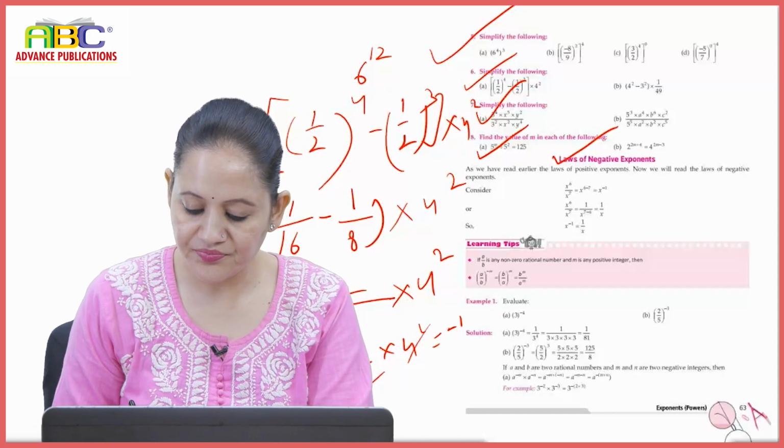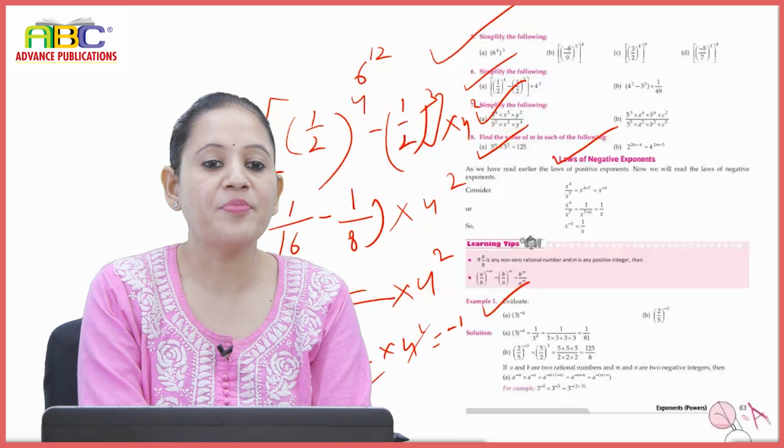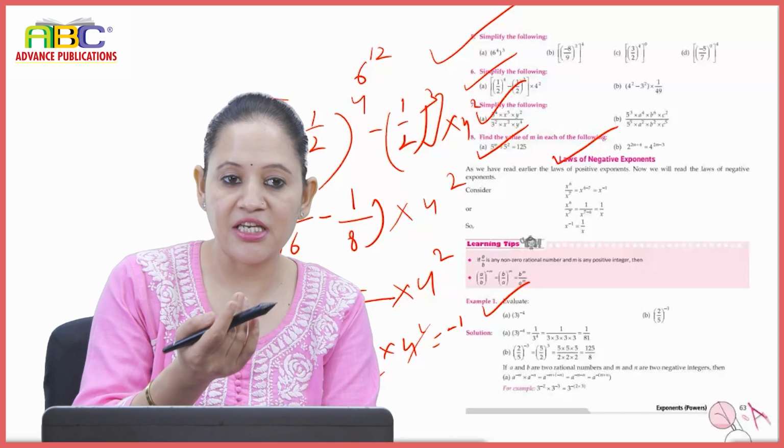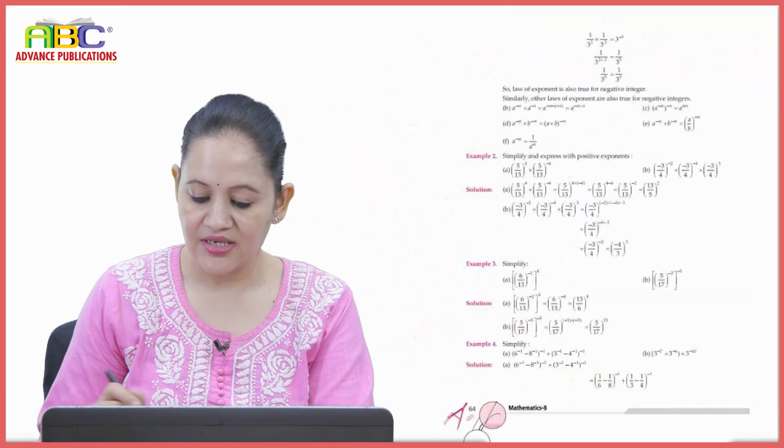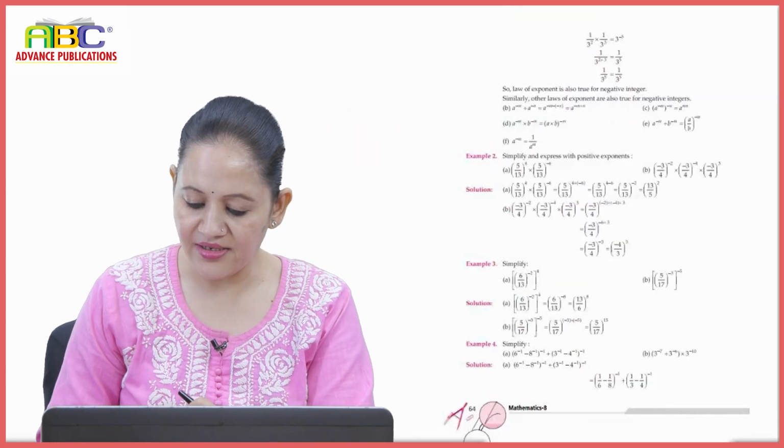Let's take an example. Evaluate 3 is to power -4. So to make it positive, what we will do is take it down: 1 upon 3 is to power 4, that is equals to 1 upon 81. So you have to practice all these examples. You will practice all the examples.